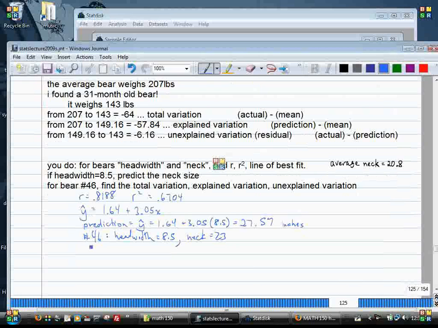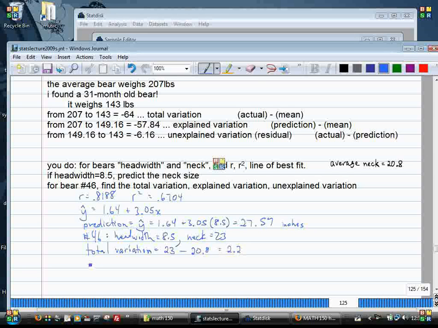So let's say total variation is what? What's the general formula to find the total variation? The actual minus the mean. What is the actual? 23. Minus the mean. What's the mean? 20.8. Notice that that's given. Okay. So you work this out and you get 2.2.